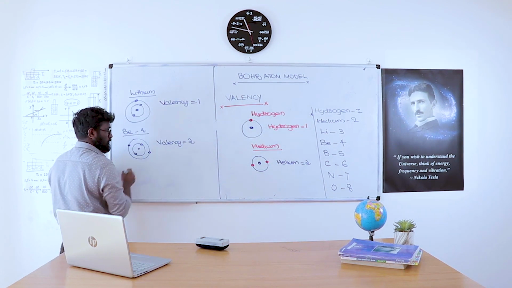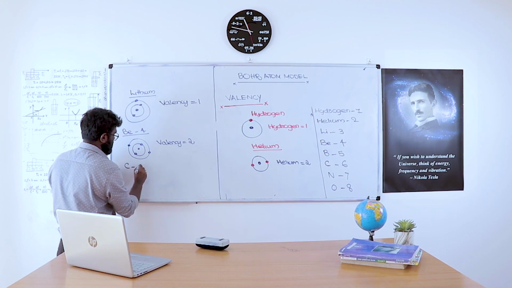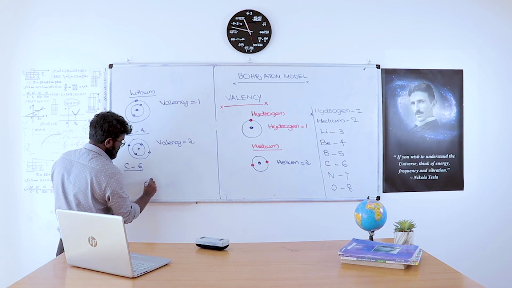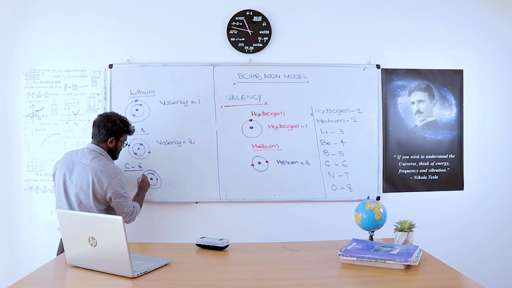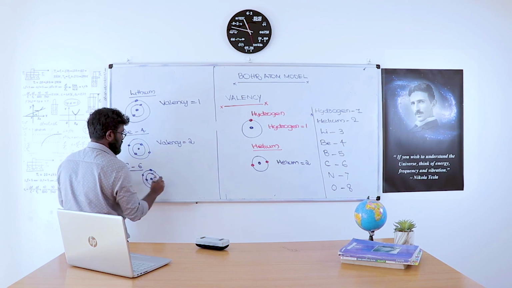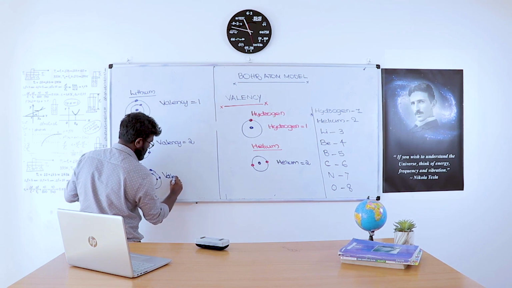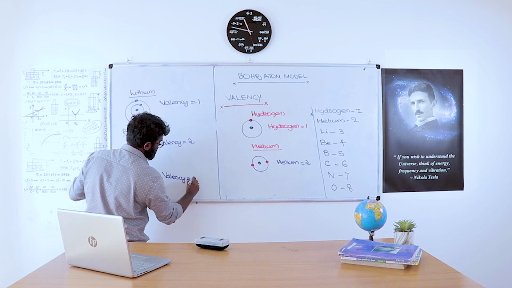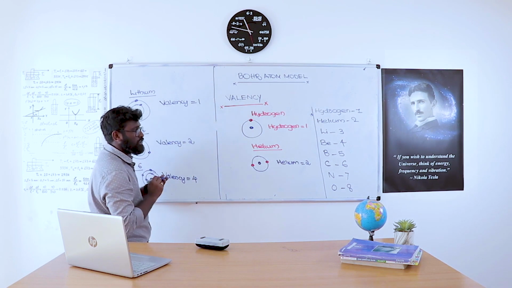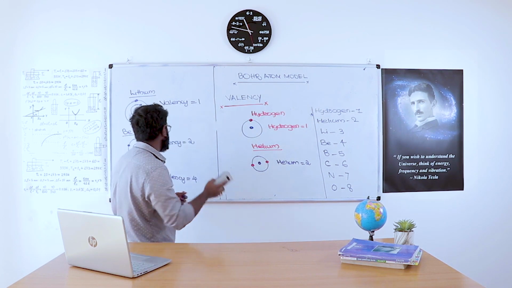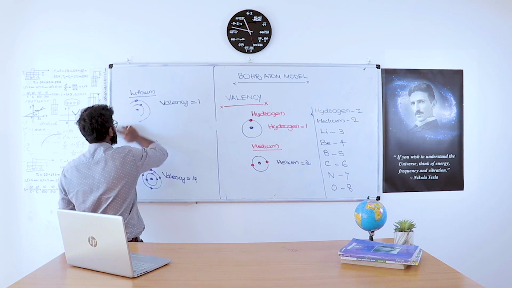Now carbon. Carbon consists of 6 electrons. So nucleus, first shell 2, second shell 1, 2, 3, 4. Arrangement is completed. So the valency is equal to 4. But we want to discuss the case of nitrogen.